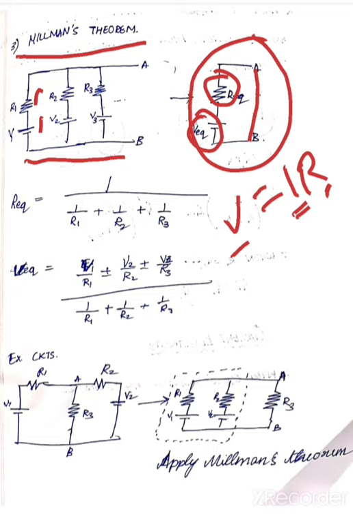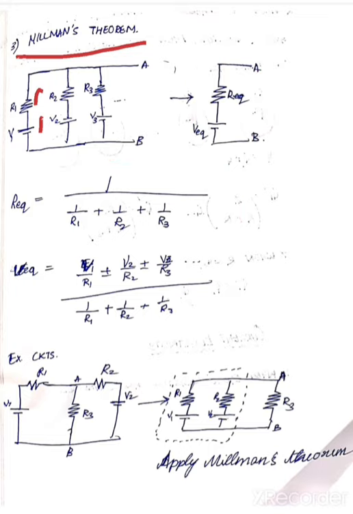So let's learn how this formula is used. In Millman's theorem we have two main components, which are nothing but R equivalent and V equivalent. R equivalent is given by 1 by R equivalent equals 1 by R1 plus 1 by R2 plus 1 by R3. Here R1 is this resistor, R2 is this resistor, and R3 is this resistor.